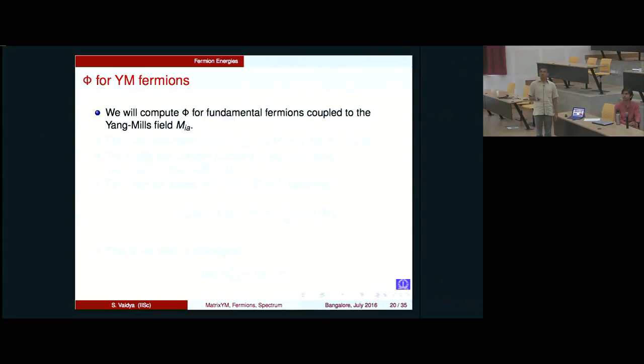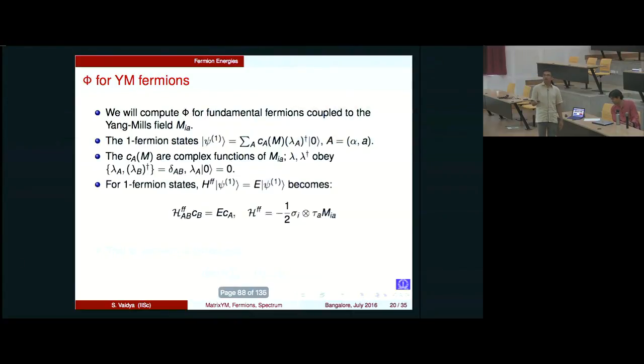The idea is very simple. I look at the one fermion states. They are of the form lambda dagger acting on the vacuum, multiplied by coefficients that depend on the gauge field. I put it back in the fermion Hamiltonian to get an equation like this. You get a very simple eigenvalue equation: H acting on C is E times C. So I want to investigate the nature of the eigenvalues of this.